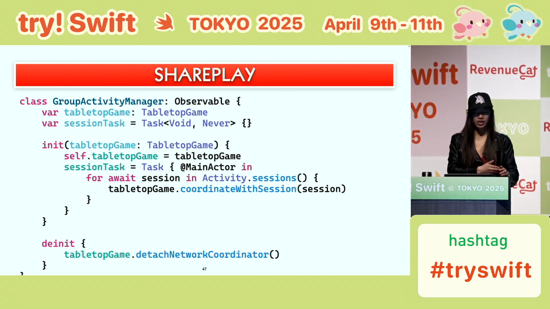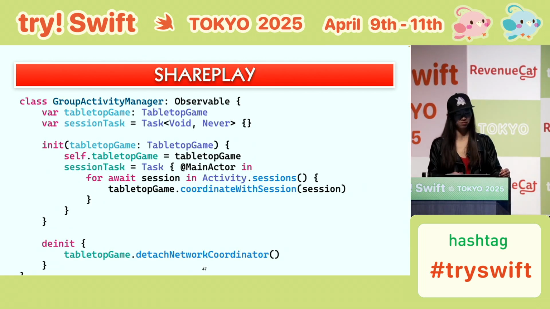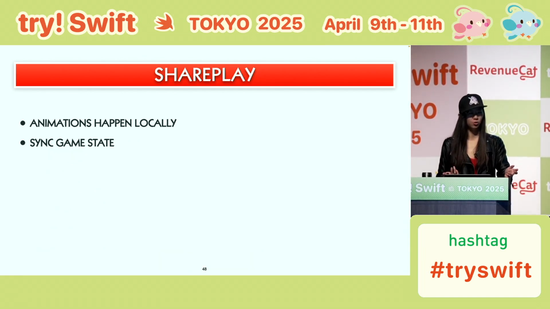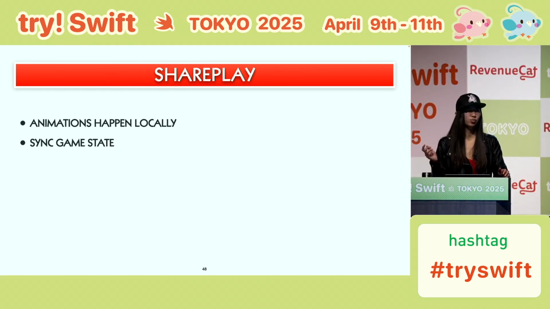And then here, all we have to do is define our tabletop game and coordinate with the session, and that's it. That's all you have to do to implement SharePlay. The animations would happen locally, so each individual one would happen on the Vision Pro. And the game state syncs because we've integrated the TabletopKit interactions, and every single action that happens syncs. So that's the only piece of data that's being sent between them all. And because of that, SharePlay picks that up because we coordinate, and it's done.